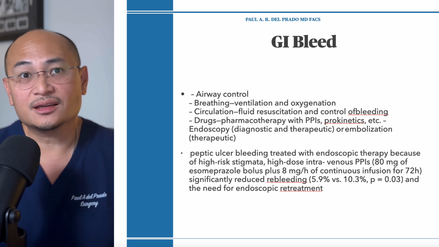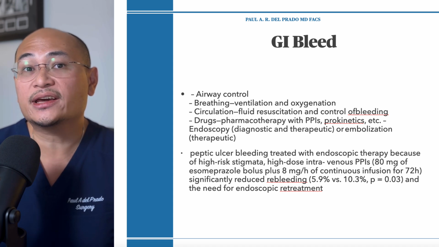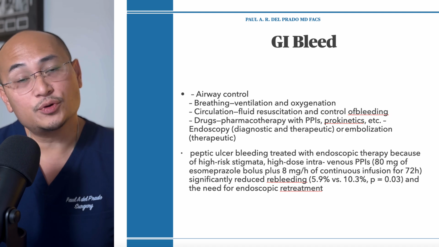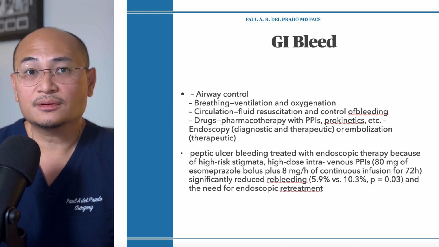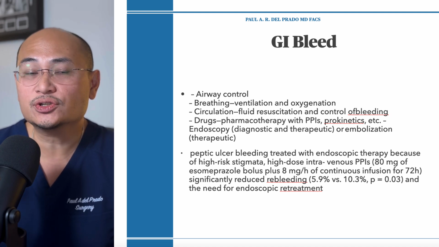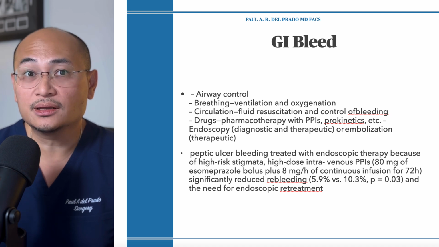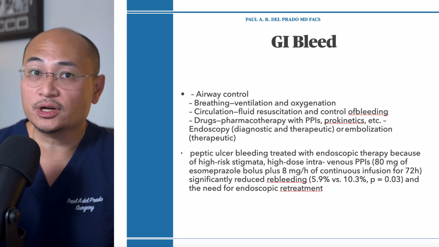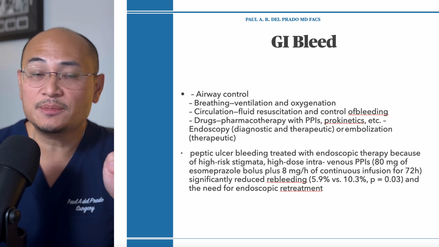What are they? Protect the airway, because you don't want to aspirate blood and then have more problems. Breathing, circulation. Make sure you have IV access and start resuscitating with either fluids and blood if needed. And the fourth one is going to be their drugs. You got to start them on some PPI.